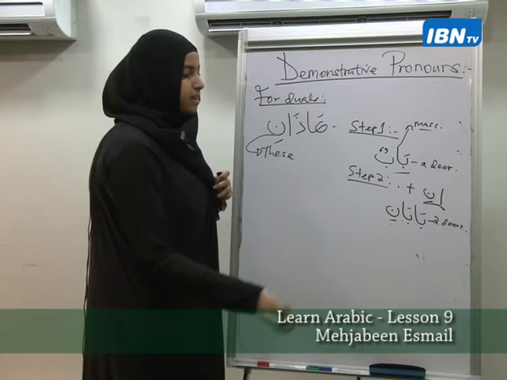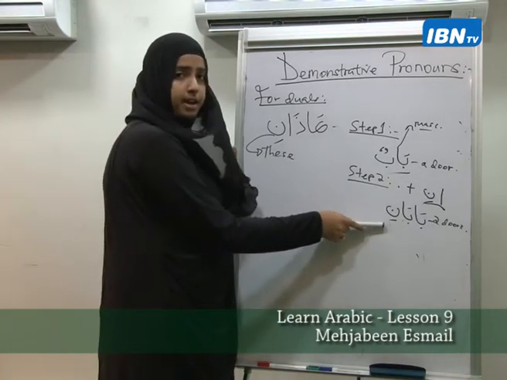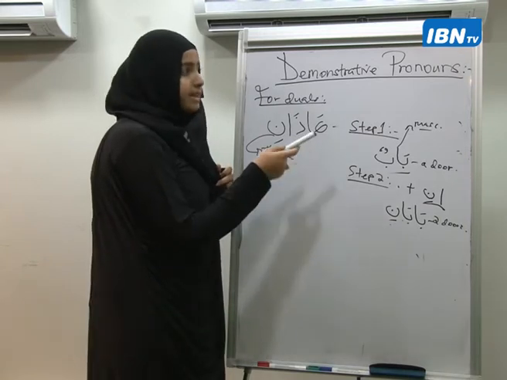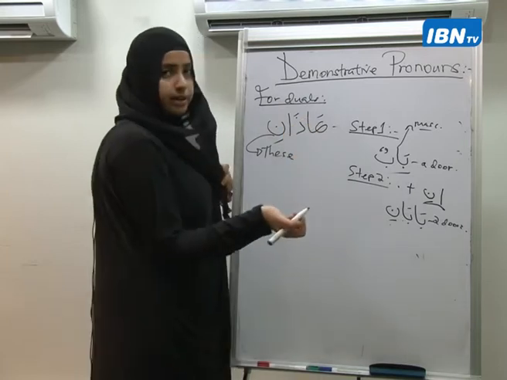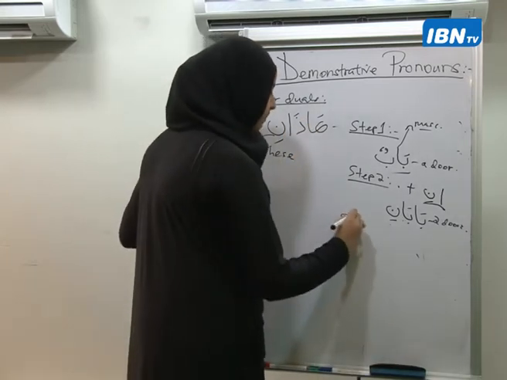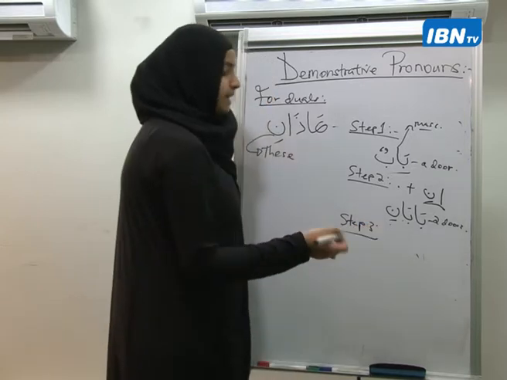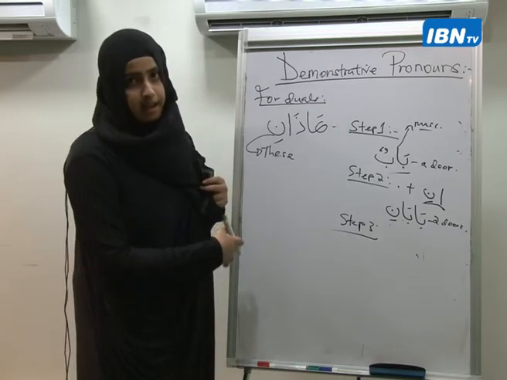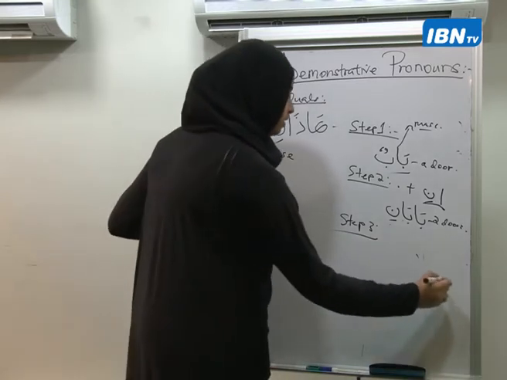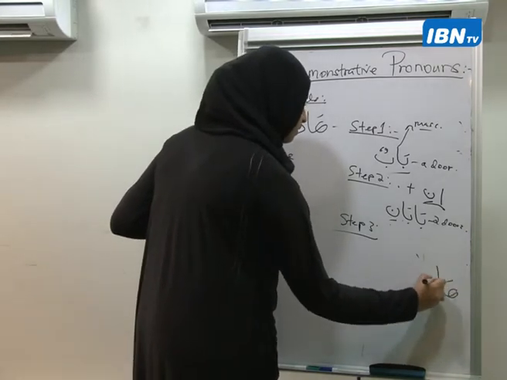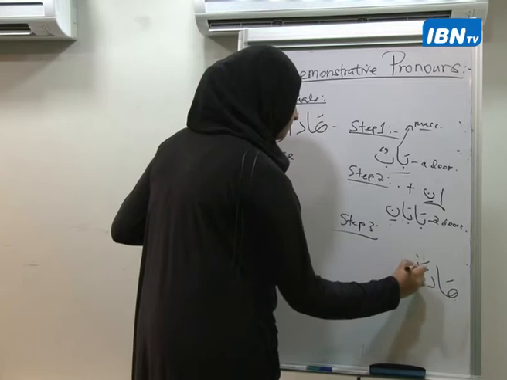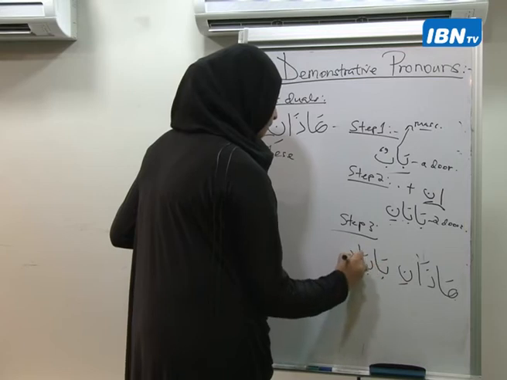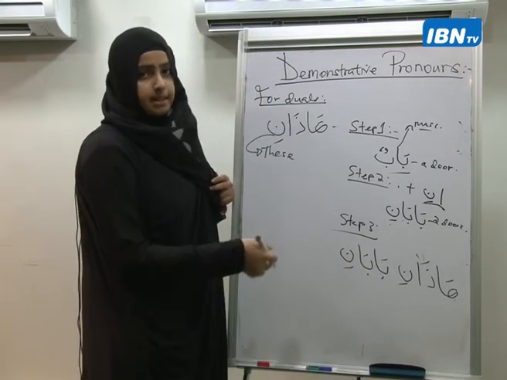Now the last step, right? I've already identified that this word here is masculine. So obviously I'm going to use hadani, because hadani is dual for masculine, right? So I will write the last step in forming a sentence. If I want to say these are 2 doors, I'm going to say hadani babani, which means these are 2 doors.